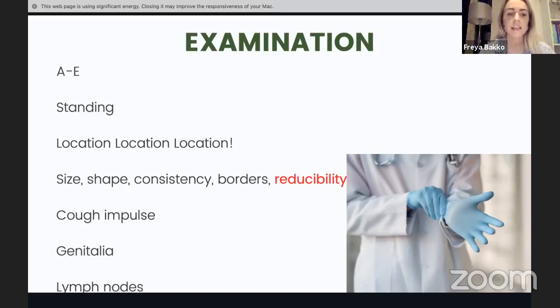Then always remember to examine the genitalia. So any scrotal pathology, including infections and torsion, can radiate up to the abdomen as well. You also want to look for rashes and discharge, anything that could indicate that the patient has an infection of their genitalia. Then you want to examine the lymph nodes. So the lymph nodes may not be palpable in the inguinal region, but you want to examine the lymph nodes on both sides, and then an extensive lymph node examination of the other areas as well.